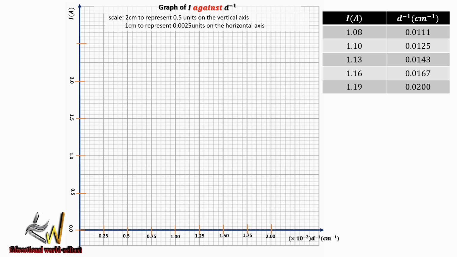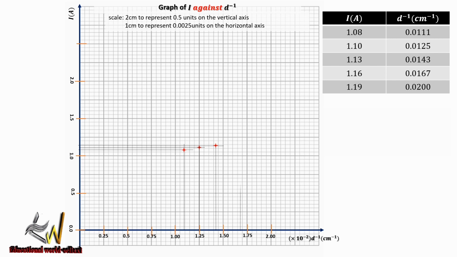So we now go to the graph plotting. We are going to plot the graph of I against the inverse of d. The scale is still the same: 2 cm to represent 0.5 units on the vertical axis and 1 cm to represent 0.0025 units on the horizontal axis. So we plot the points. When d inverse is 0.011, current is 1.08, we mark out the point. When d inverse is 0.0125, the current is 1.1. When d inverse is 0.0143 per cm, the current is 1.13.